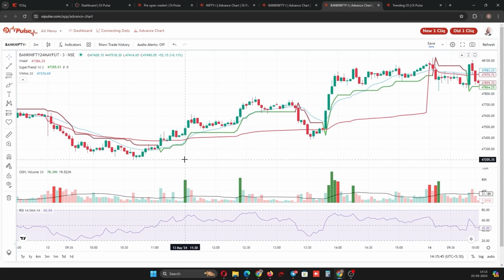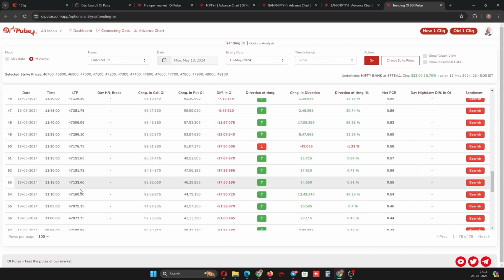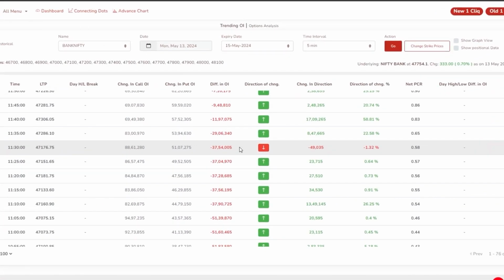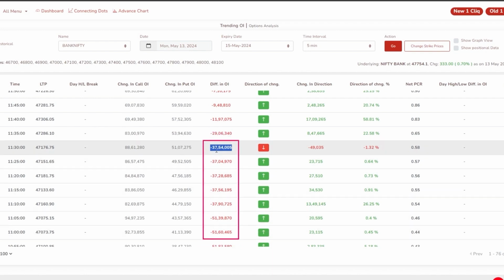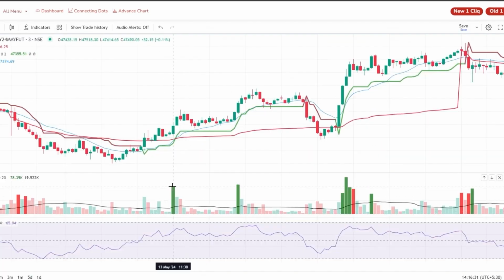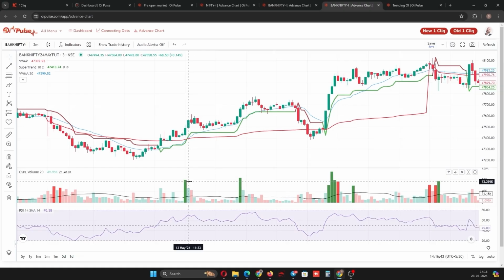Okay, for that we'll go to trending OI of 13th May. We'll go to 11:30 time. At 11:30, still the market is in bearish mode and it is starting to reverse. You can see from 51 lakhs it has come to 37 lakhs. It has started to reverse. So after this candle, there is no volume at all. So there is no two candle volume. Along with that, no trend change has happened in open interest.